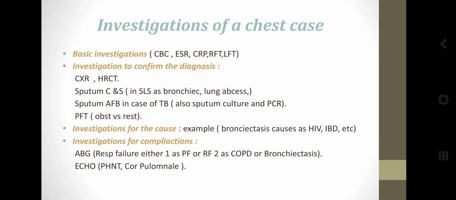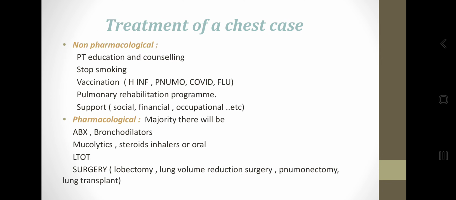Investigation for complication, the majority of chest cases will end in the same complication. Respiratory failure, so we will do ABG: type 1 like pulmonary fibrosis, type 2 like COPD or bronchiectasis, which is hypoxic hypercapnic. The majority of chest cases are also complicated by pulmonary hypertension and cor pulmonale, so you will do ECG and echo. Lastly, treatment of a chest case is also mostly the same, non-pharmacological and pharmacological.